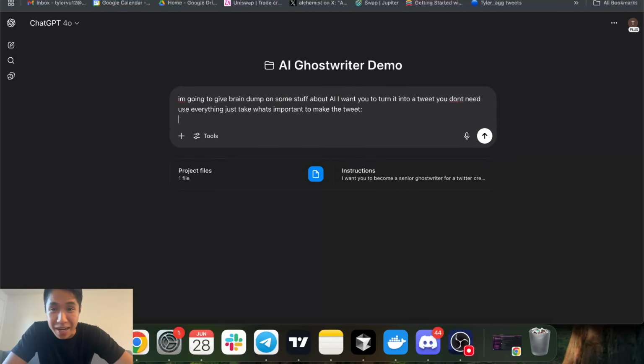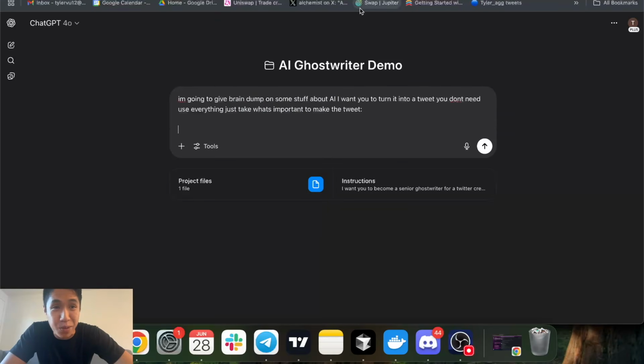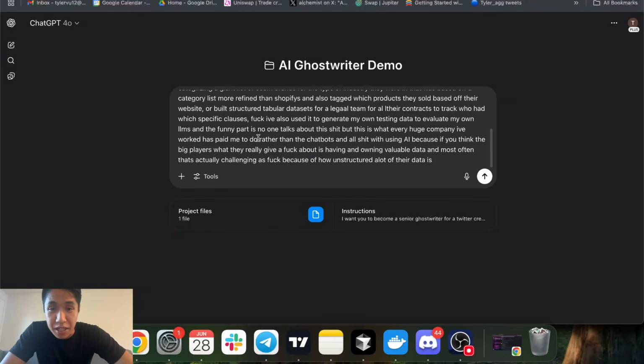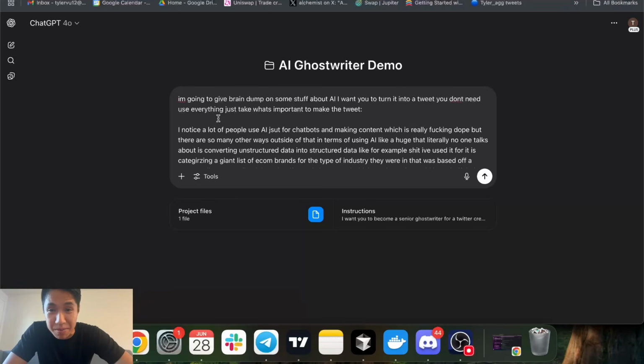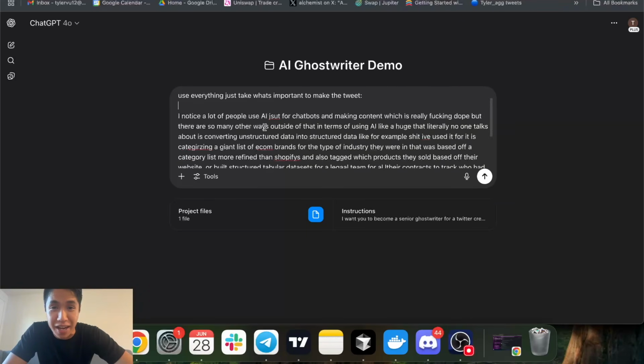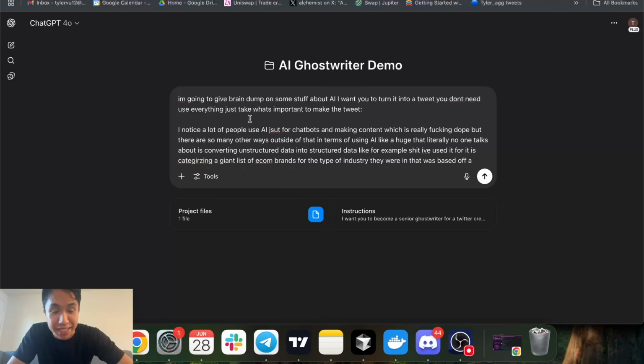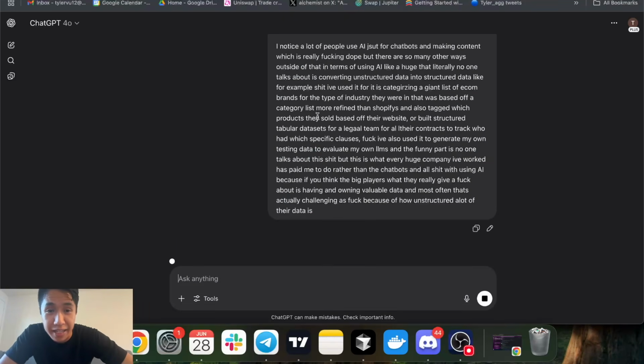Alright, and then I'm going to give a brain dump. I already have it written down somewhere. So I have this written down, right? This is the brain dump. So it's just about, I noticed a lot of people just use AI. It's just literally like a journal entry. This is how I do a lot of my tweets. I just dump my brain, like whatever comes to mind at the time, let it free flow, and then I just put it in a nice clean structure. And then we run that, and let's see what it spits out.